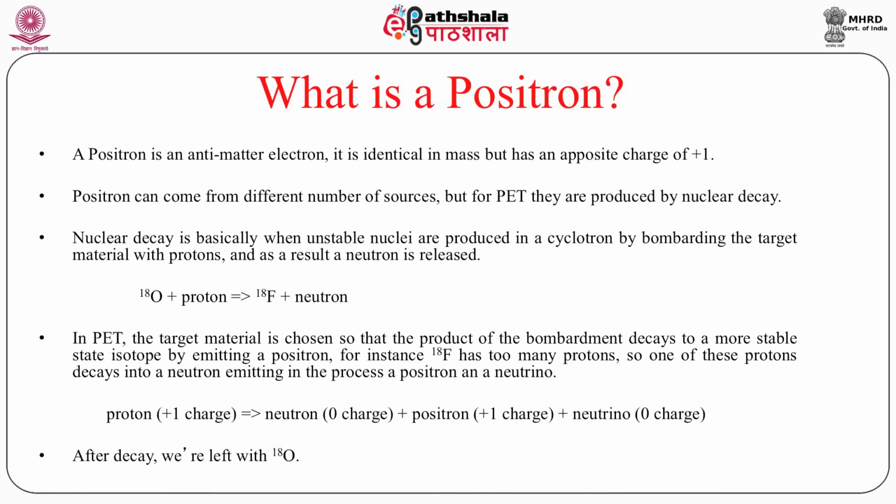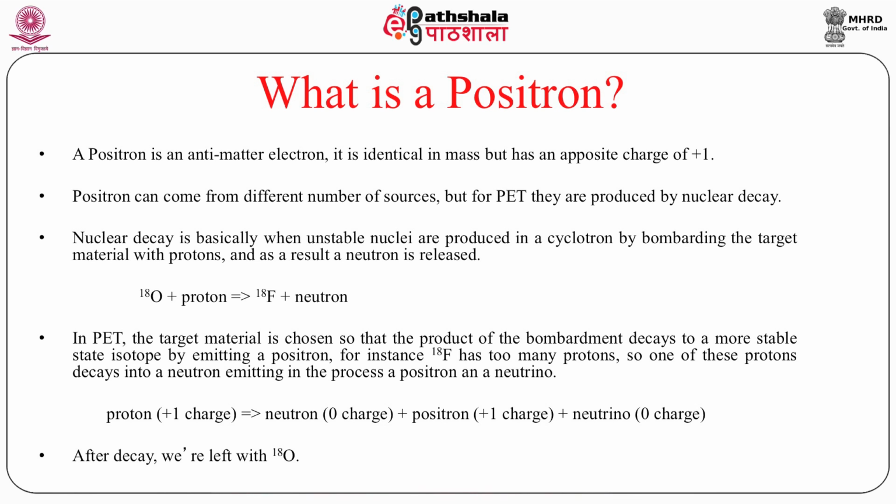What is a positron? We should understand the positron before going to the principle of positron emission tomography. As the name itself defines, a positron is a positively charged particle as compared to the electron, which is negatively charged. A positron is an antimatter electron. It is identical in mass but has an opposite charge of +1.